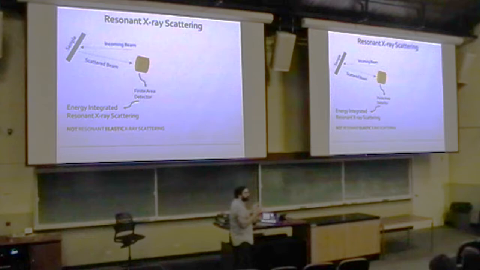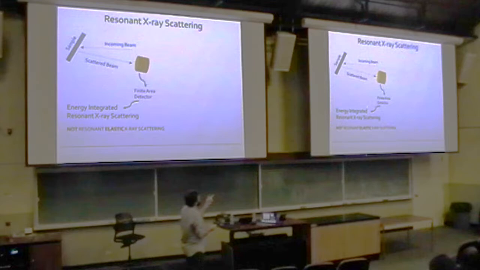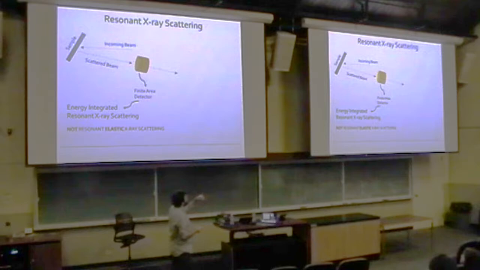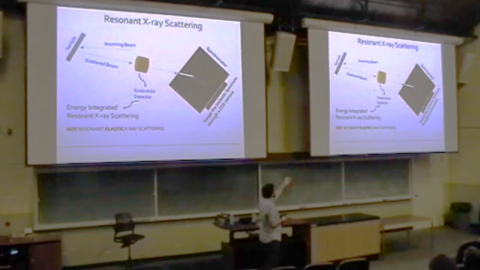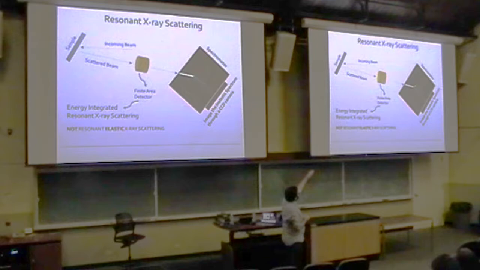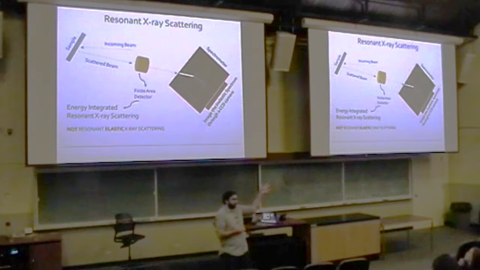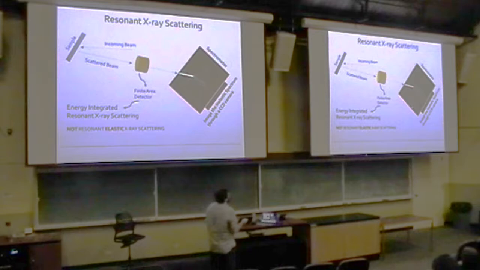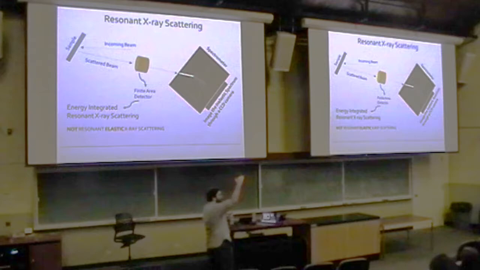So far, I was talking about energy integrated resonant X-ray scattering, but now instead of collecting all those photons, I do spectroscopy. This is not quite the prism and the candle experiment, but the principle is similar. I'm going to take those photons and put them through a spectrometer that spreads them out spatially depending on their frequency or energy. Then I'm going to image them on a flat detector, and depending on the line where I see them, I know that it's a scattered photon of different energy.